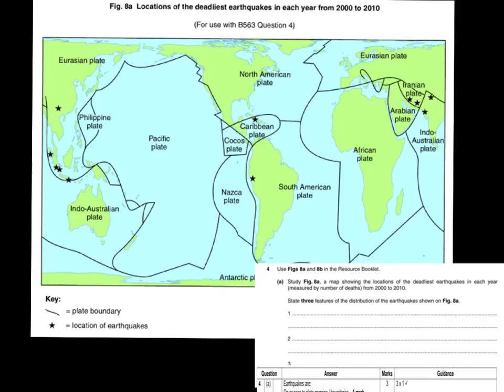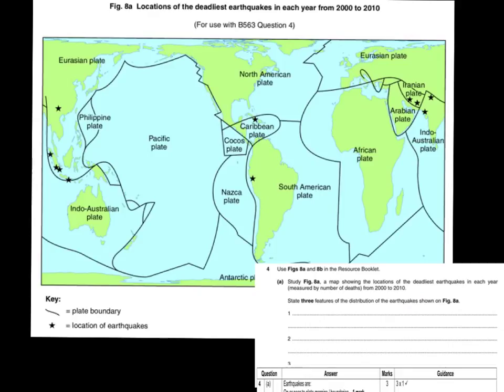Now the first question is a very typical GCSE type distribution question. It's asking you, if you have a look, to look at the map. It's saying, can you state 3 features of distribution of earthquakes shown in figure 8a? Okay, well, as soon as you see a question that says distribution, it's asking you to describe where things are.